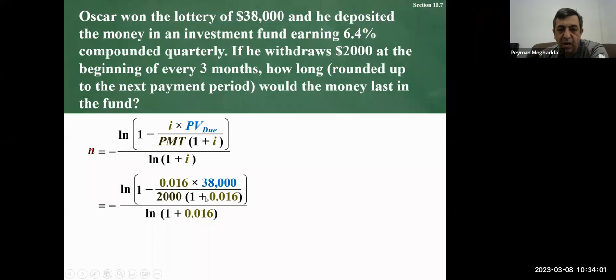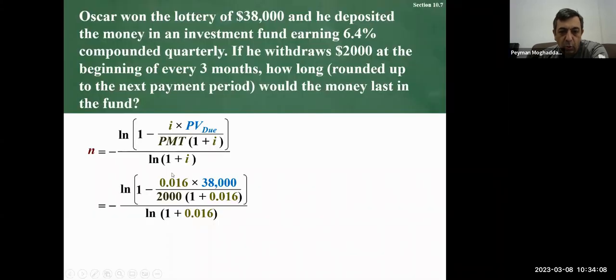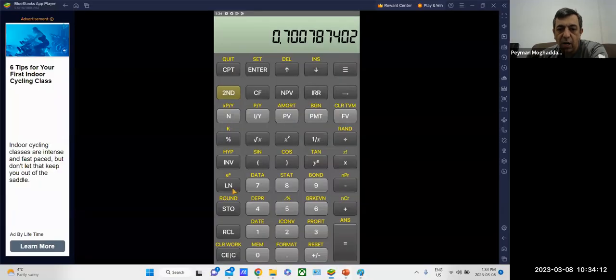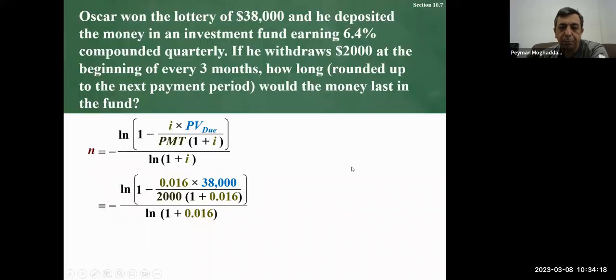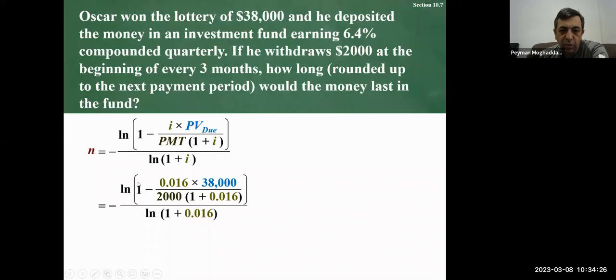1 minus this guy. So 1 minus recall 1 equal to this guy. So that's going to be the whole thing here. And I need to get the ln from this. So ln of this guy. I'm going to store at number 1 again. So that's going to be the whole numerator, stored at number 1.